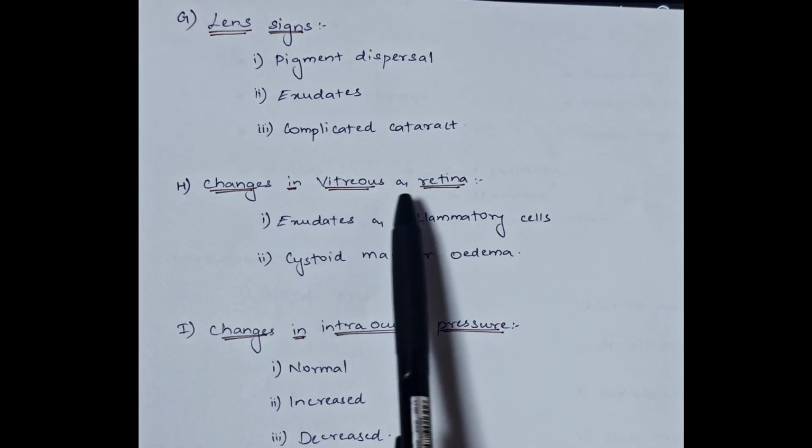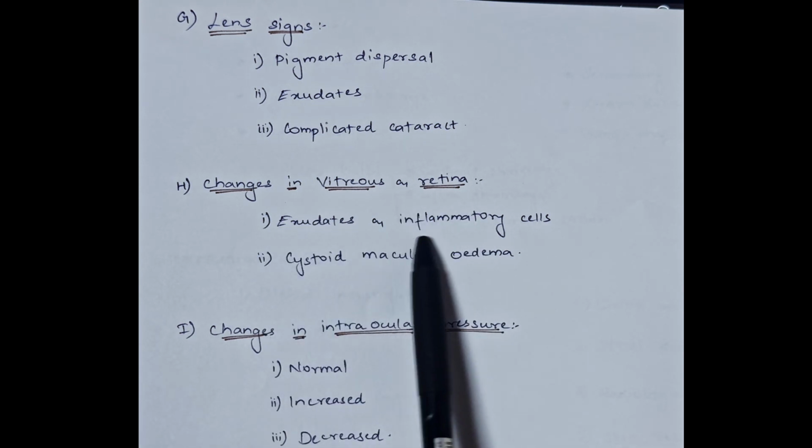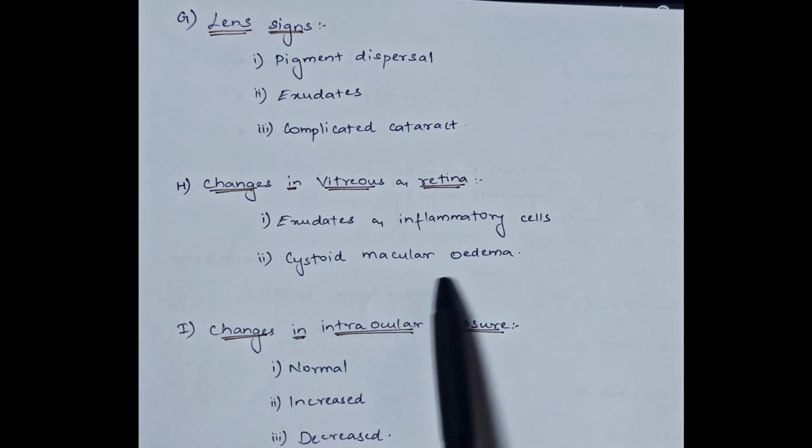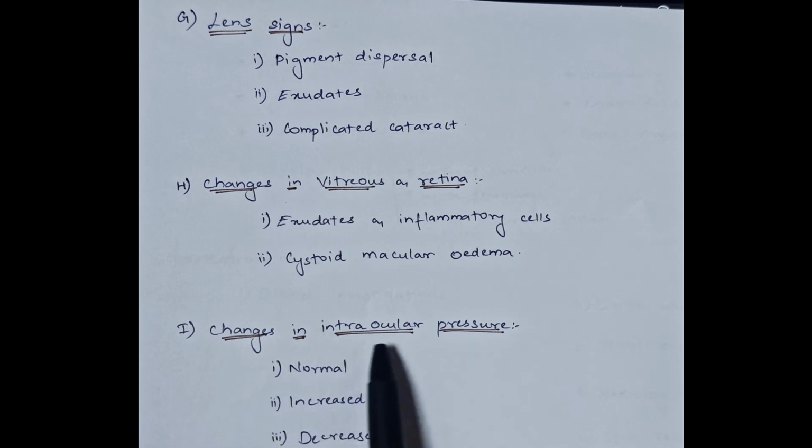Changes in the vitreous and retina. Exudates and inflammatory cells can be seen. Cystoid macular edema can be seen. Change in the IOP. It can be normal, increased or decreased.